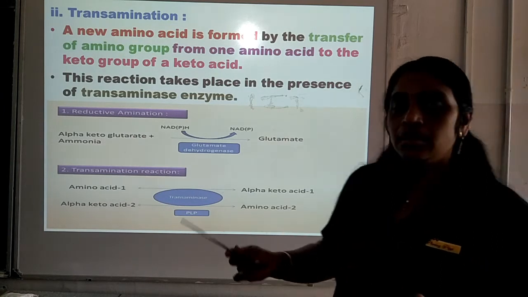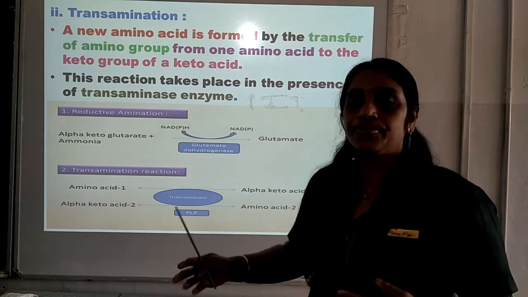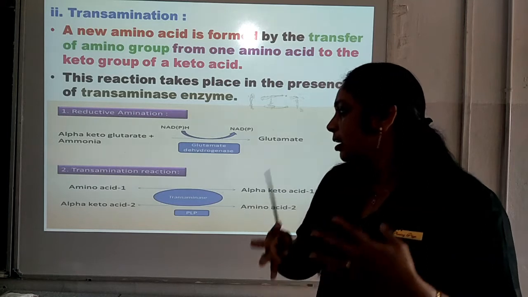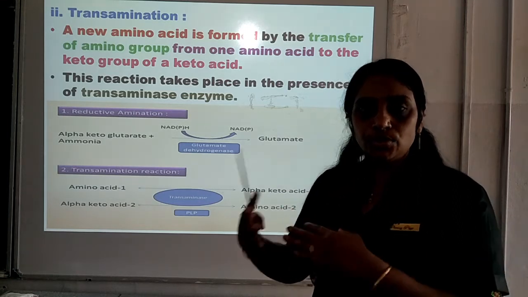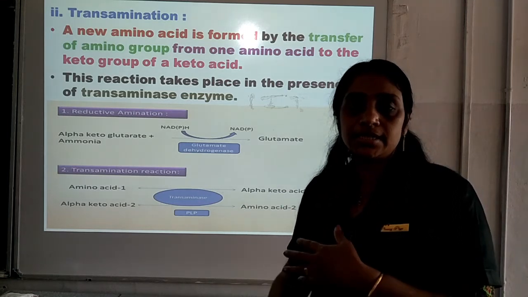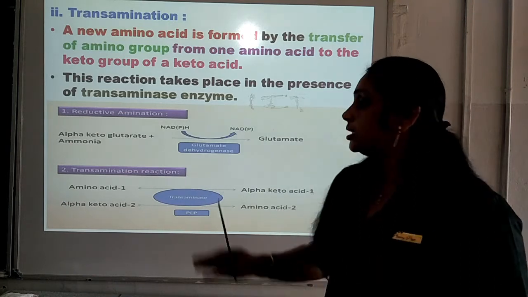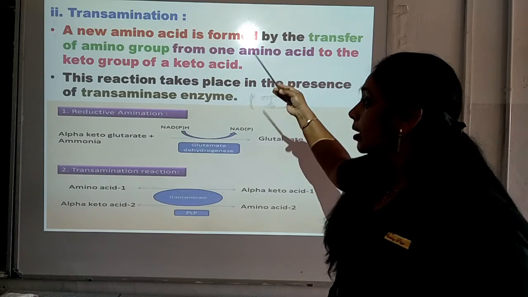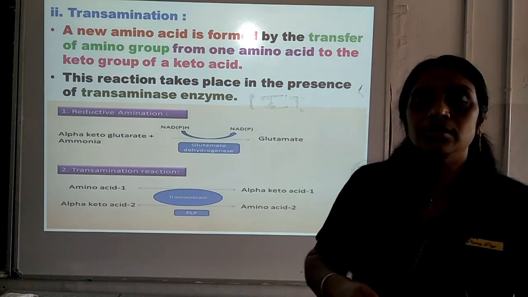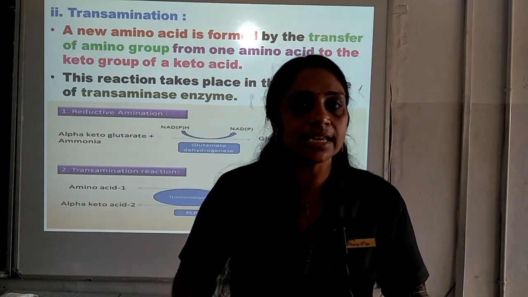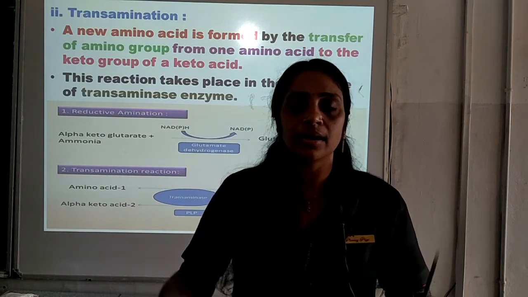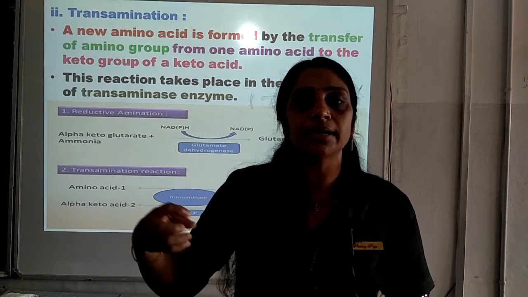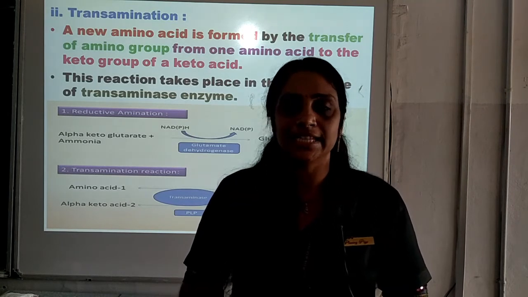So, in this manner this is a reversible reaction, where amino acid is transferred to keto acid and keto acid is again transferred to amino acid. This process is the transamination reaction. So, with the help of these two reactions, the synthesis of amino acid takes place, and in this manner amino acid is taken up by the plant for its growth and development.